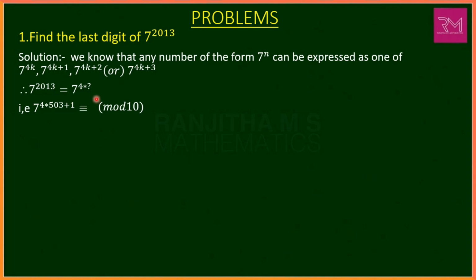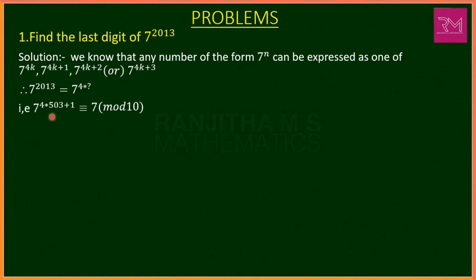We have to find the remainder value. We already discussed in the note that 7 power 4k plus 1 is congruent to some value mod 10, and we can easily find that value: it is 7. In the note we have already discussed that 7 power 4k plus 1 is congruent to 7 modulo 10. This condition holds for all values of k. To check, if we substitute k as 1, we get 7 power 4 plus 1, which is 5, so we get 7 power 5.